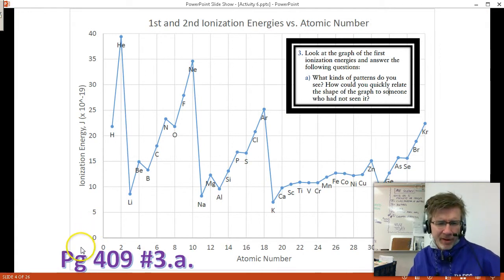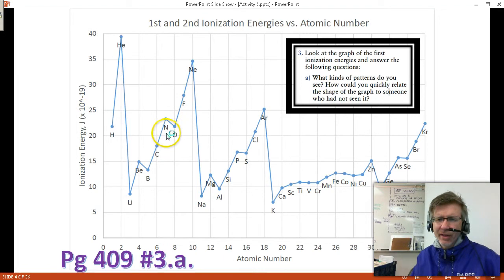Let's get started. We're working from page 409 in the book. We're on question number 3A. As I look at this graph of the first ionization energies, I want to answer the following questions. What kind of patterns do you see? How could you quickly relate the shape of the graph to someone who had not seen it? So let's check this out here. Sounds good.